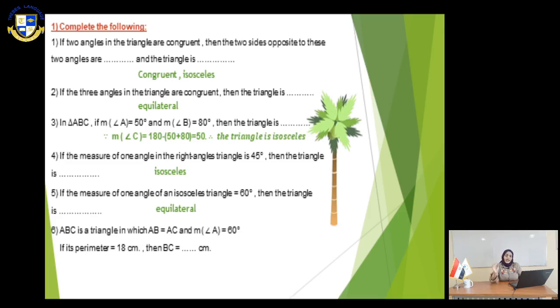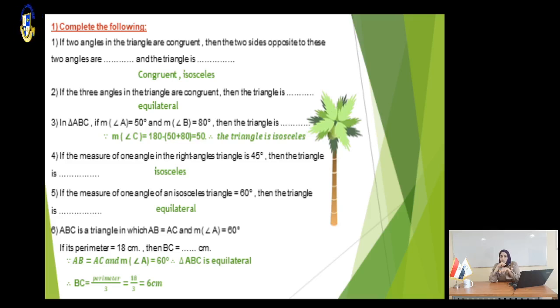Number 6. ABC is a triangle in which AB equals AC and the measure of angle A equals 60. Imagine the triangle. Also, if the perimeter equals 18 centimeters, then the length of BC equals what? As we have given here, AB equals AC and the measure of angle A equals 60. Since triangle ABC is an equilateral triangle, all the angles are equal, so all the sides are also equal. So BC equals the perimeter over 3, which equals 18 over 3, which equals 6 centimeters.